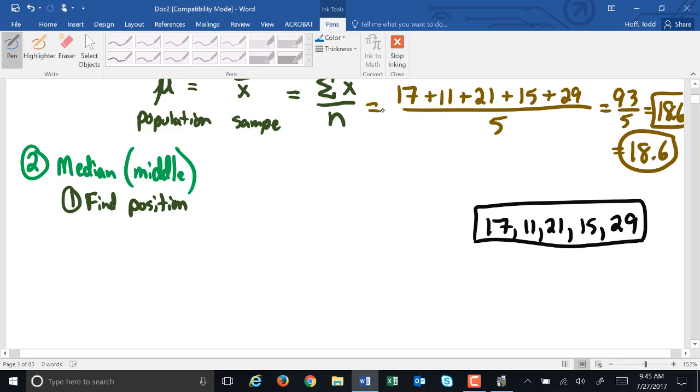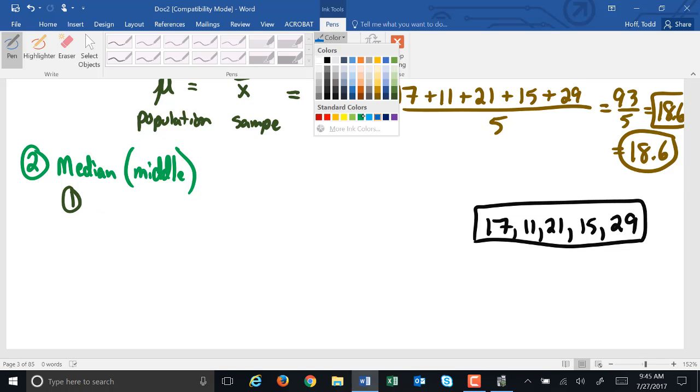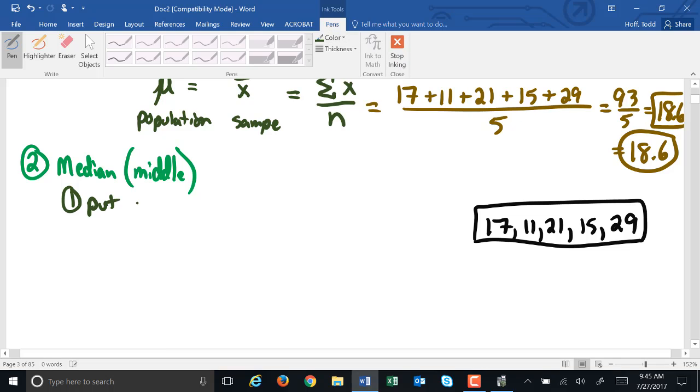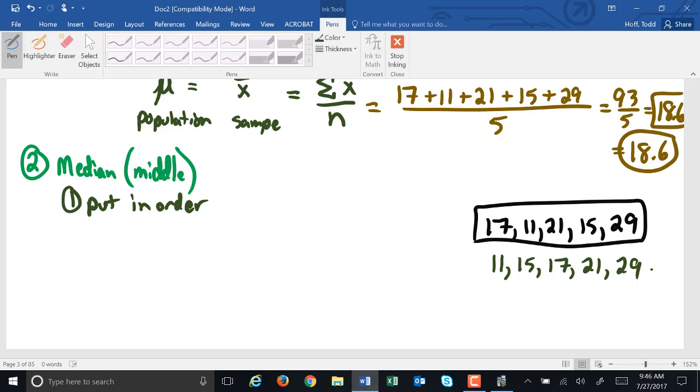And actually, there should be another step 1. I'm going to take that out. Find the position. There's an assumption made there. Step 1 should be to put the data in order. So over my list here, those are not put in order. So the first thing I would have to do is put them in order from smallest to largest. Now, many data sets I'm going to use are already going to be put in order. So step one will be done for us.